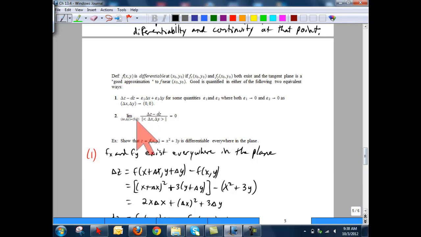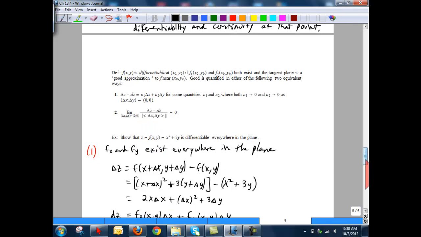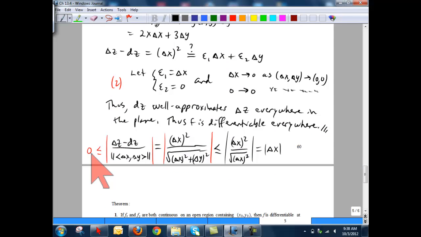Now, I'm trying to show that my limit was 0, and the squeeze theorem said if the thing on the left has limit 0, and the thing on the right has limit 0, then the thing in the middle has limit 0. And all of that is true. 0 goes to 0, and delta x goes to 0. These are both as we approach the origin.